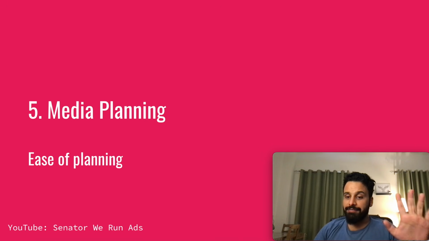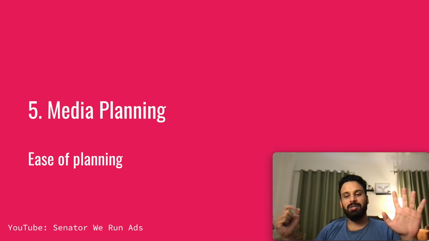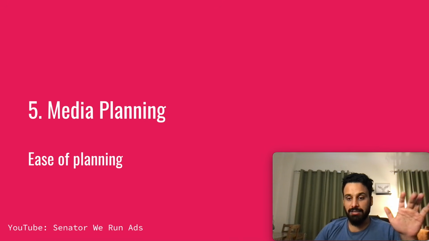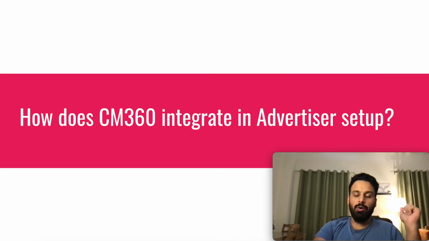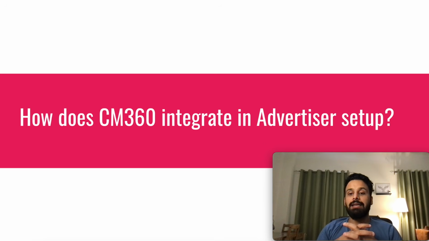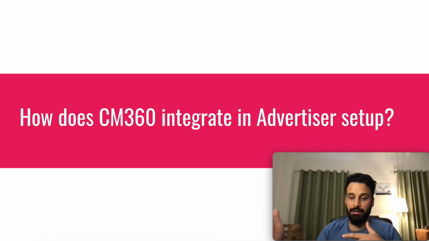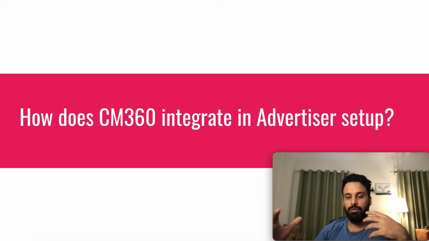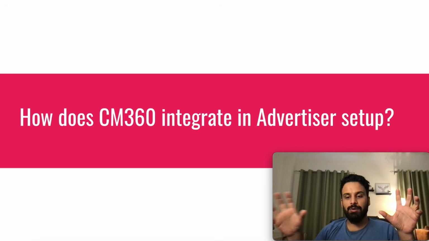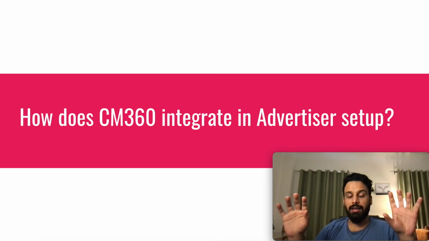Guys, these are the only 5 uses of Campaign Manager. There might be small ones here and there, but these are the major ones which everybody uses Campaign Manager for. Now we go to how Campaign Manager integrates in the advertiser setup. So now that we know what Campaign Manager can do, what people use it for, we will have detailed next videos on how people integrate, how to set up campaigns, tags, all of this step by step so that you can understand it. But for now, I just want to give you a quick sneak peek into the advertiser ecosystem. How does it look?